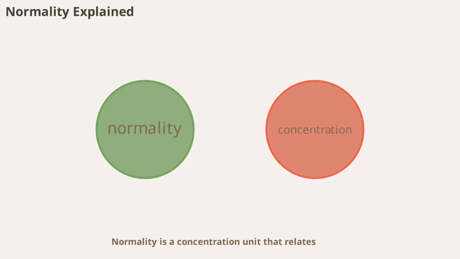Normality is a concentration unit that relates to the equivalent weight of the solute. It's defined as the number of gram equivalents of solute per liter of solution. Normality is often used in titration and reactions involving acids and bases, where the reacting capacity of the solute is important. It helps chemists quickly determine how much of a substance will react with another.